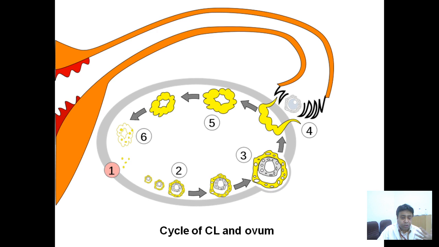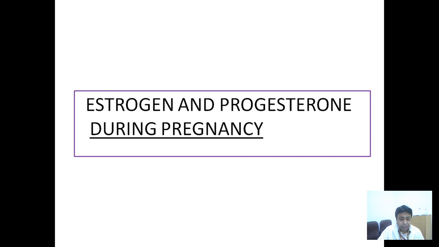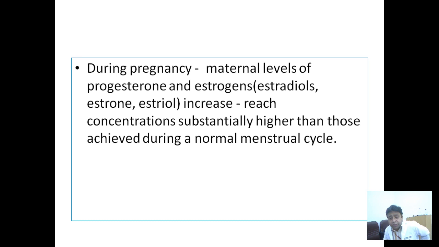Estrogen and progesterone during the pregnancy, what are their functions? They have an enormous function during pregnancies. The maternal levels of progesterone and estrogen increase and reach concentrations which are substantially higher than those achieved in the normal menstrual cycles. So even in the menstrual cycles, you could always argue that estrogen has also been elevated. What's the big deal?